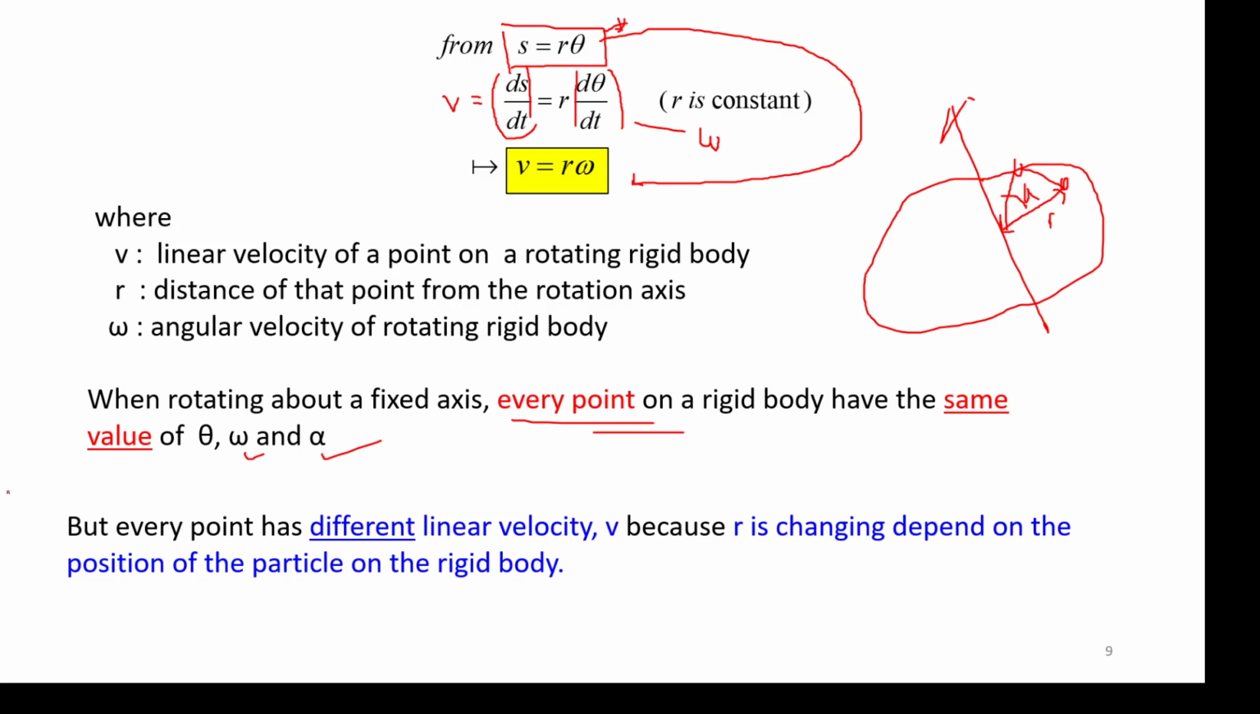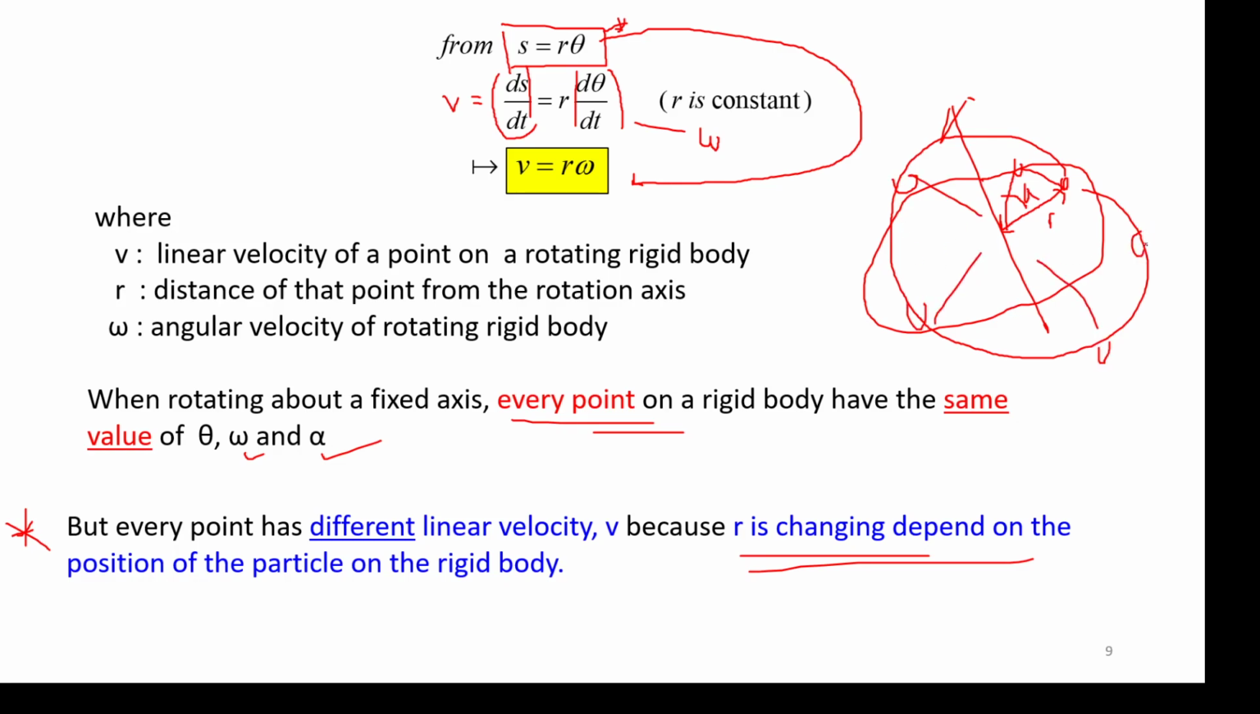However, every point has a different linear velocity because r is changing depending on the position of the body. Even though the axis is not changing, our object is moving rotationally, so the position of r is changing. It's not the length, but the position of r that is changing. So it depends on the position of the particle.